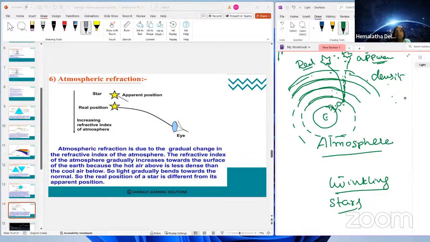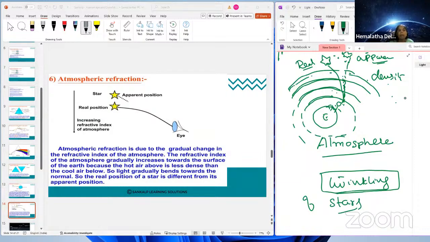Due to this, what happens? The position of the star changes. And hence I told you about the twinkling of stars also. It is the same thing here. The light will travel through different layers of the atmosphere with different densities and different temperatures.